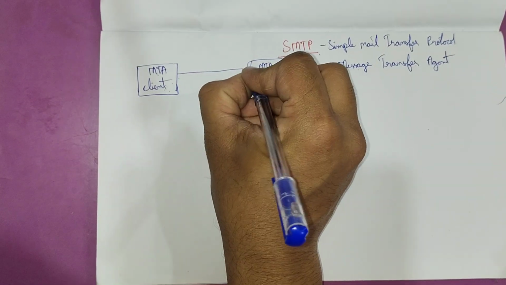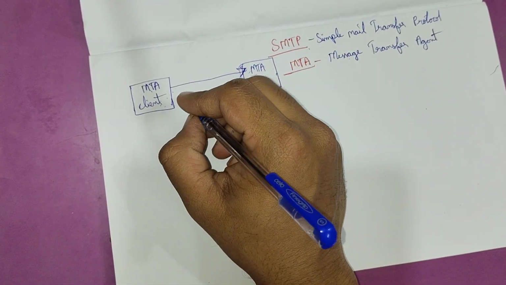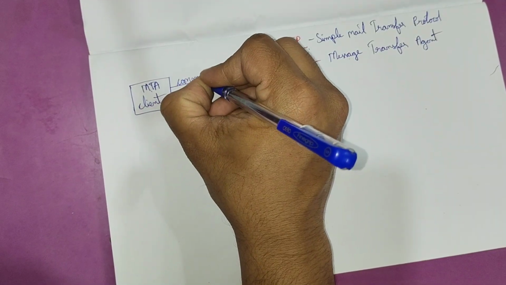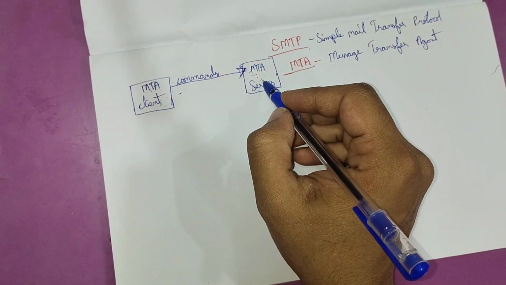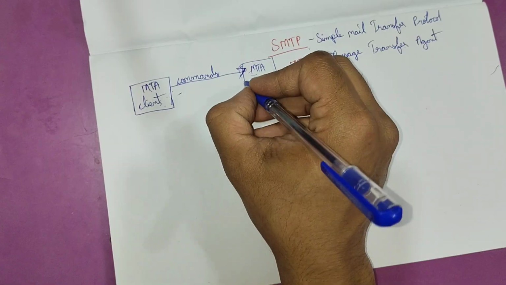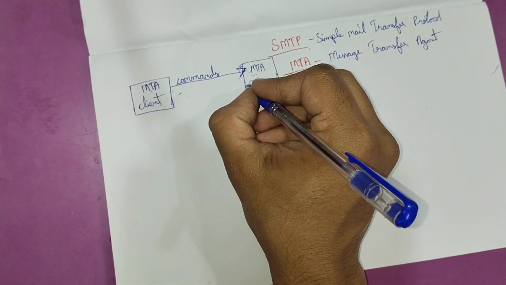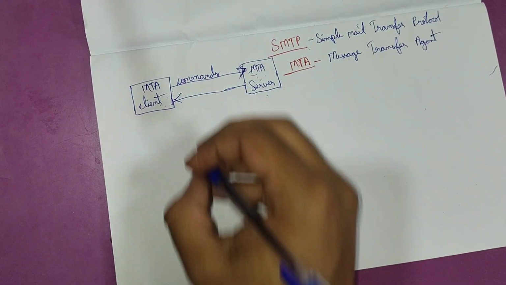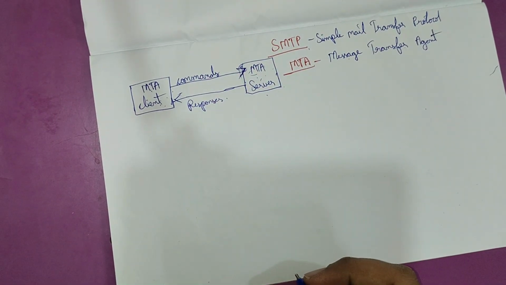Okay, this process we have seen long back. If you are sending something from client to the server, you are going to call it a command. Here the MTA client will be sending a command to the MTA server. Now for every command you are also going to get something back, right? What is that? You are going to get back a response.